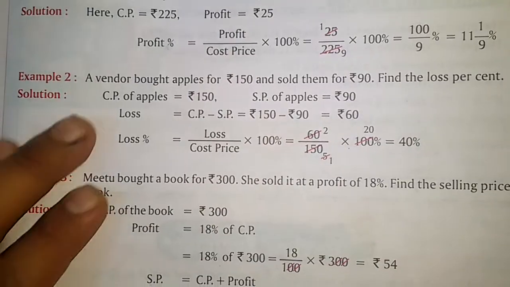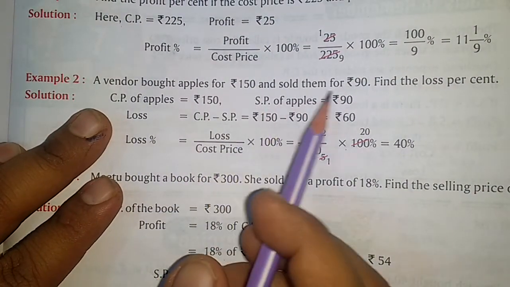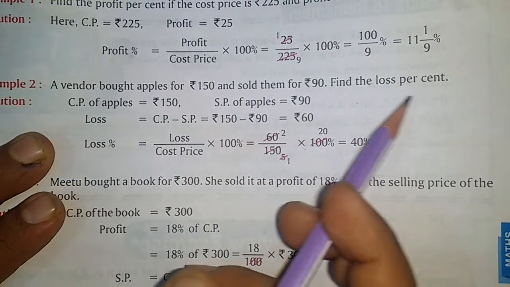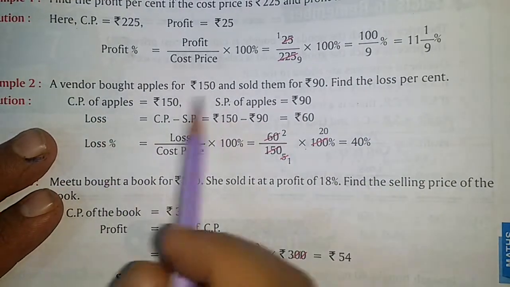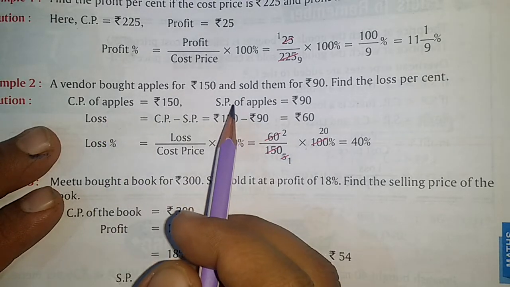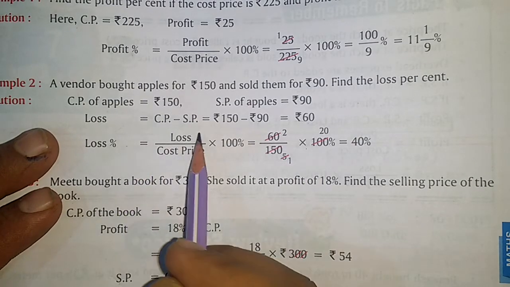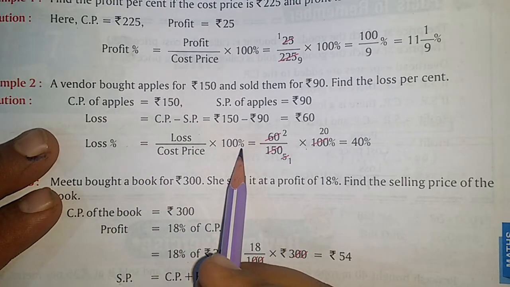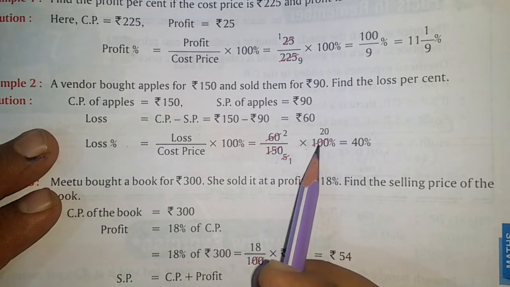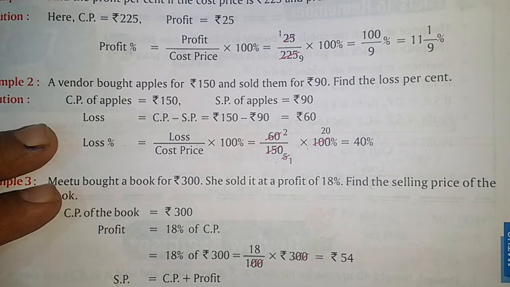Okay, now similarly here these sums are given. For example, we take example number 2. A vendor bought apples for rupees 150 and sold them for rupees 90. Find the loss. CP is given, SP is given. Of course there is loss because CP is greater than SP, so we will take out the loss, and loss percent is loss upon cost price into 100%. So 60 upon 150 into 100, by simple solution it will come out to be 40%.